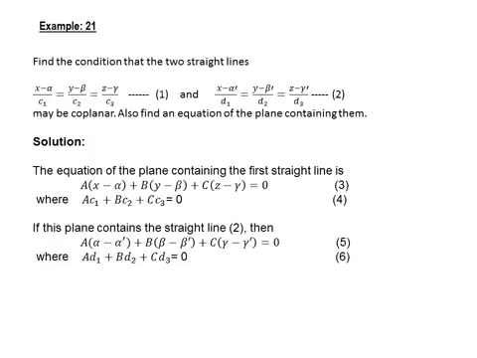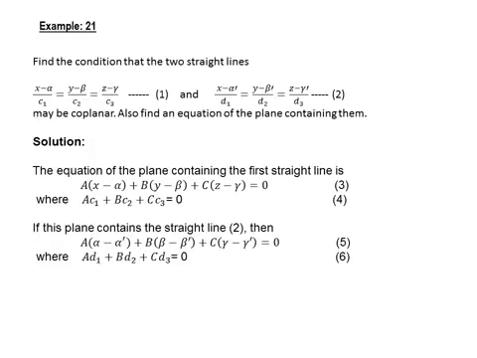Find the condition that the two straight lines (x - alpha)/c1 = (y - beta)/c2 = (z - gamma)/c3, stated as equation number 1, and (x - alpha')/d1 = (y - beta')/d2 = (z - gamma')/d3, stated as equation number 2, may be coplanar. Also we have to find an equation of the plane containing them.